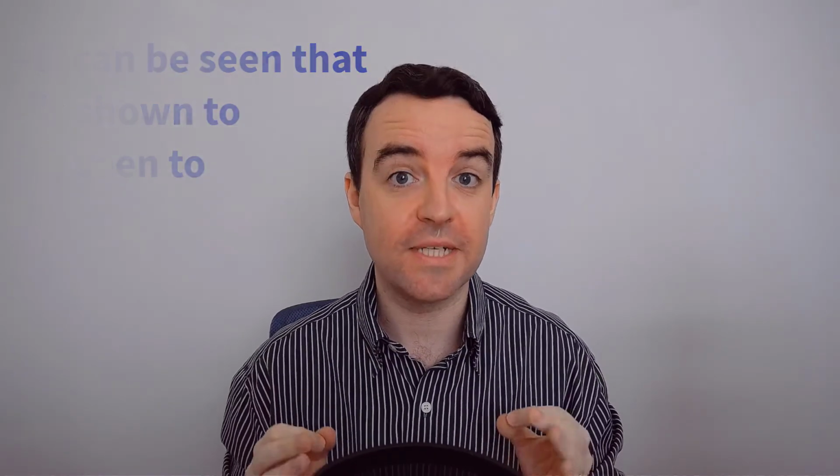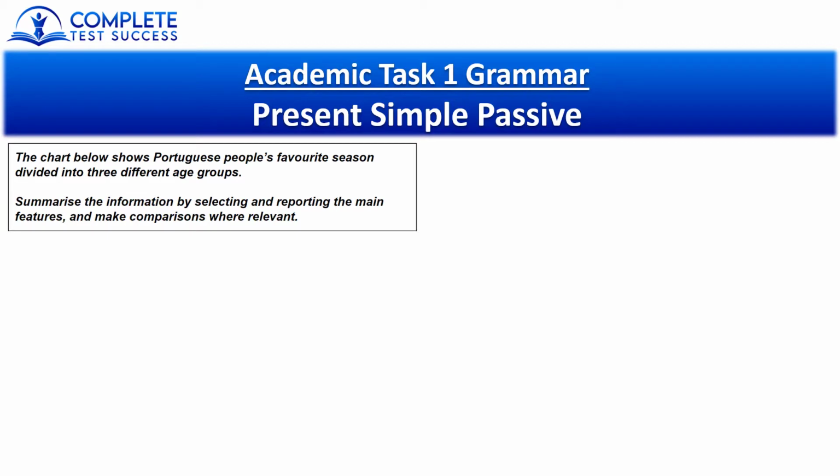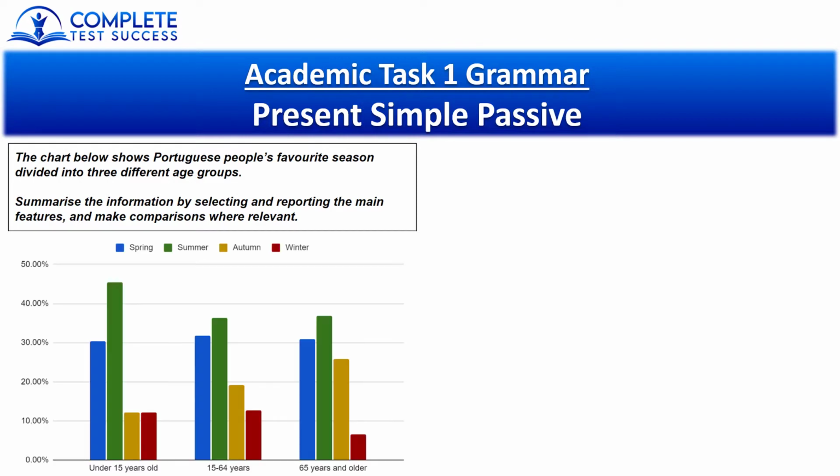So let's look at some examples. So this is the description from the chart we're going to look at. It says, the chart below shows Portuguese people's favourite season divided into 3 different age groups. Because there is no year mentioned, we must assume that the data is based on the situation in Portugal right now. Here is the rest of the question, and what I want to describe is that summer was the most popular season with every age group.